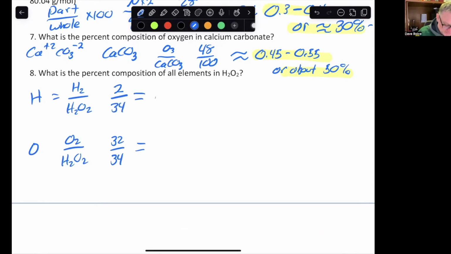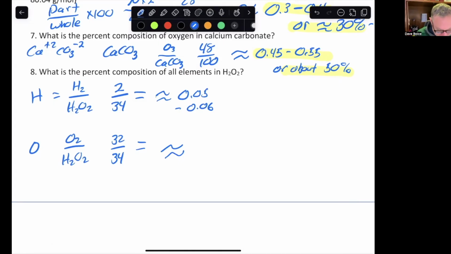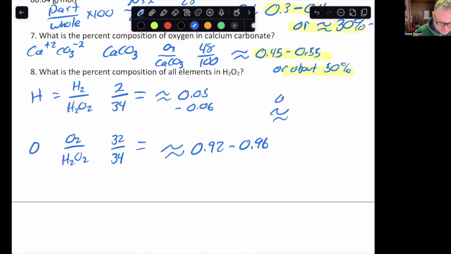And so that's going to be about 0.05 to 0.06, somewhere in that range. And this is going to be about 0.92 to 0.96, somewhere in that area, which would be about 5% hydrogen over 95% oxygen.